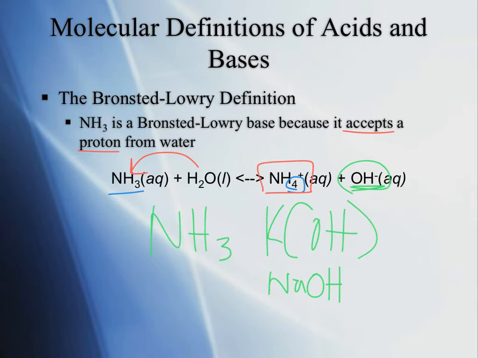So that's what they were getting puzzled about in the early 1900s: this substance doesn't have OH in it, doesn't have a hydroxide ion in it itself. How is it still increasing the concentration of hydroxide ions in the solution? And so this is what they figured out. The NH3 must be taking a hydrogen away from water to leave behind the hydroxide ion in solution.